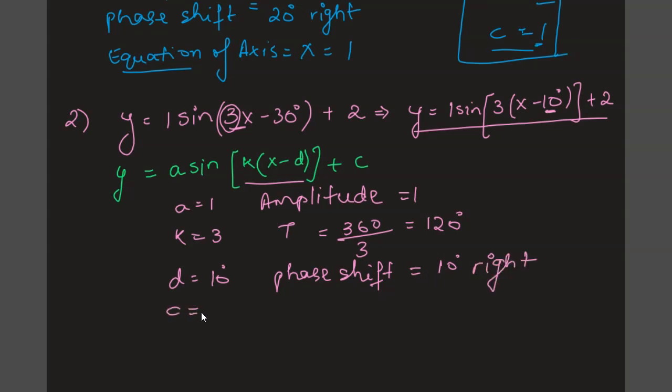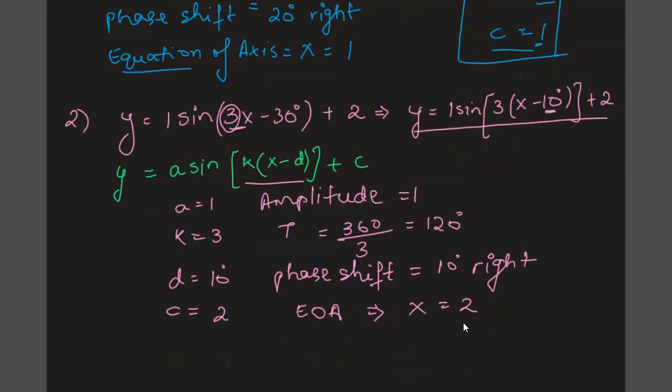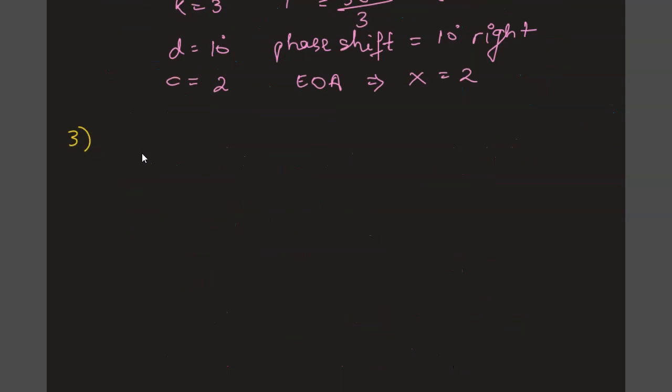Next I have a c value, which is 2. As I know, c gives me my equation of axes. So I would write my equation of axes as y is equal to 2. Just for the sake of practice, let's do another example. If my question is given as y is equal to negative 3 sine 5x plus 1.